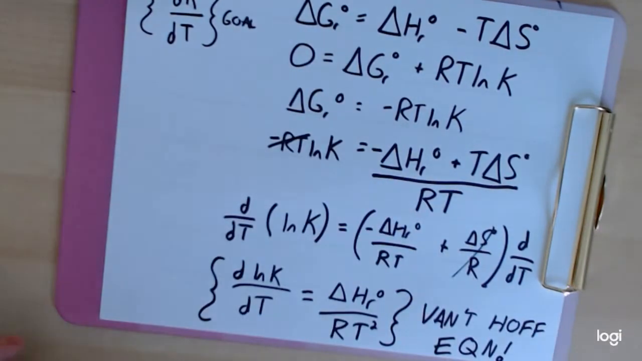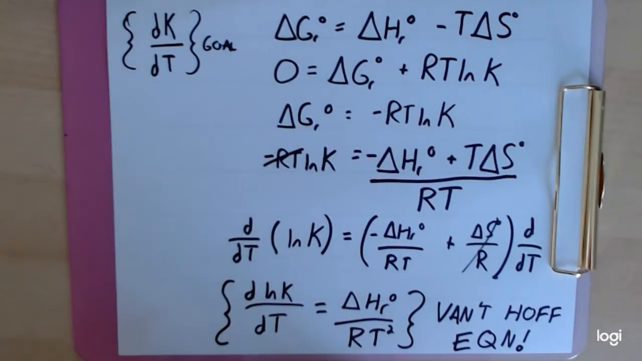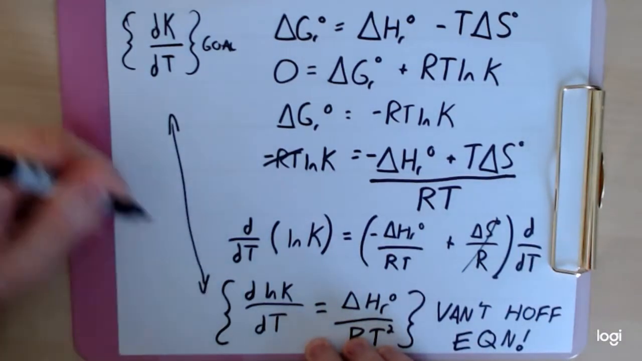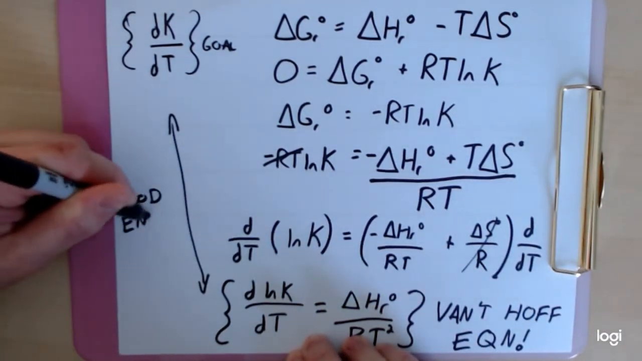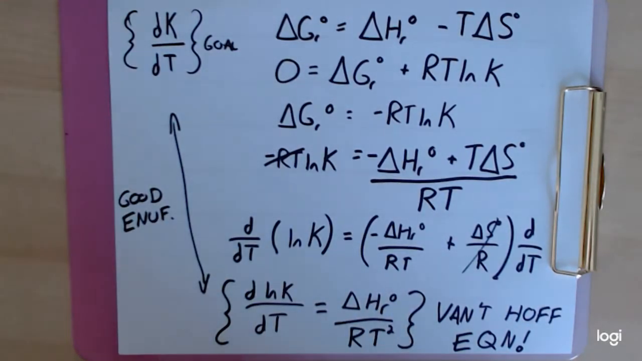This is what we call the Van't Hoff equation. Or at least this is the derivative form of the Van't Hoff equation. And this relates the change in k to a change in temperature. So how can we actually apply this?